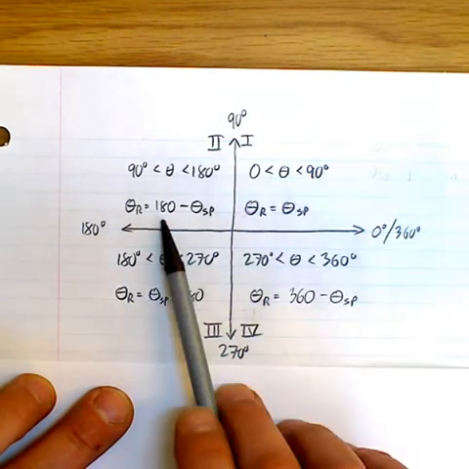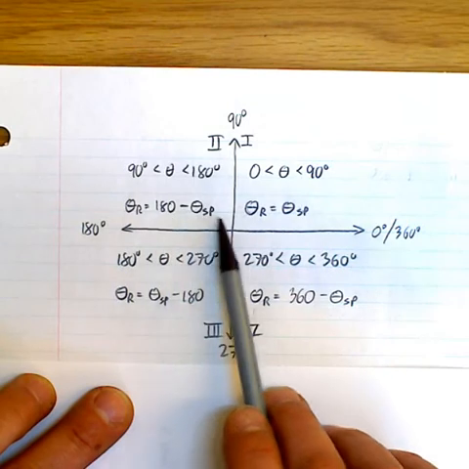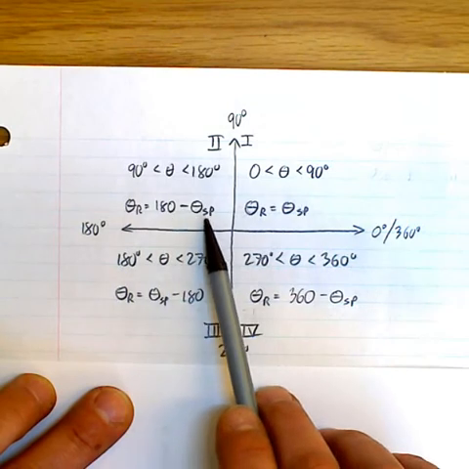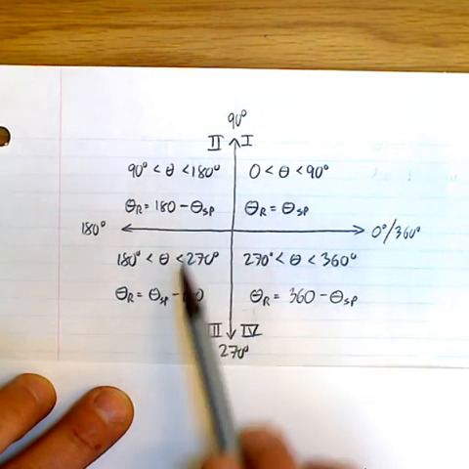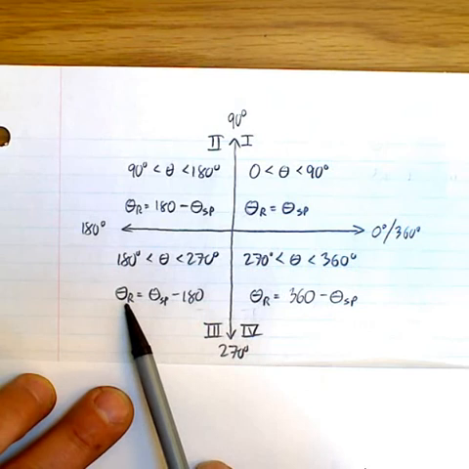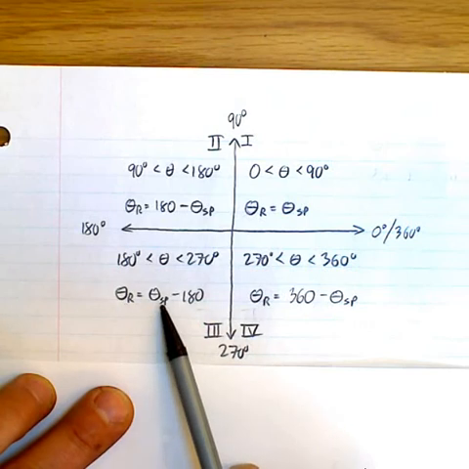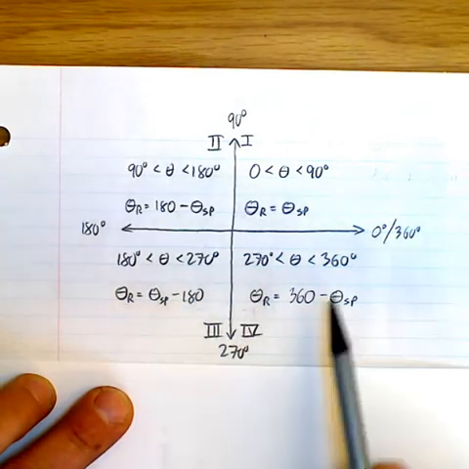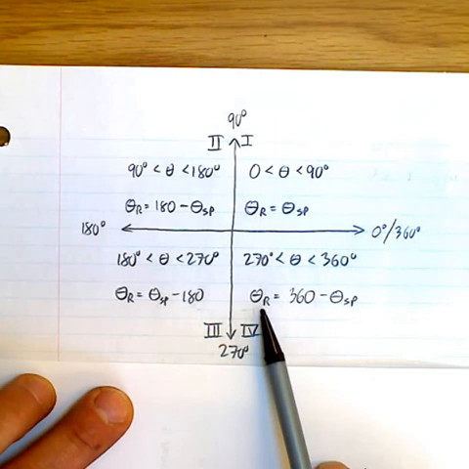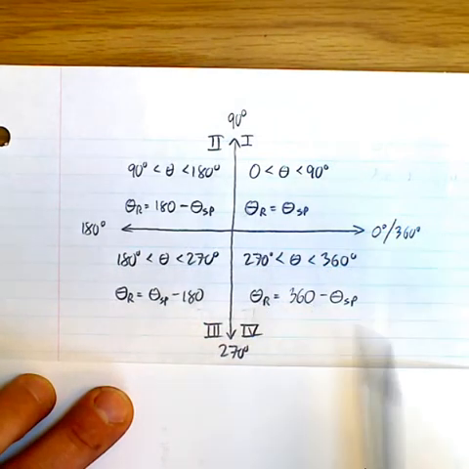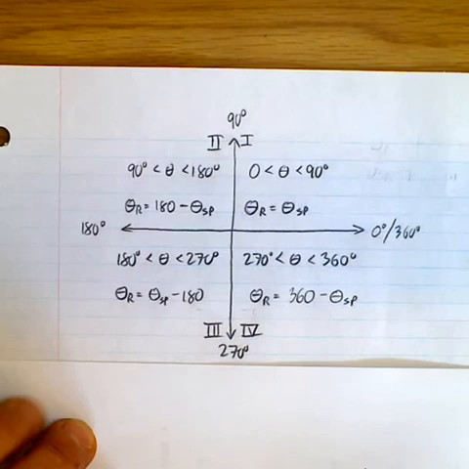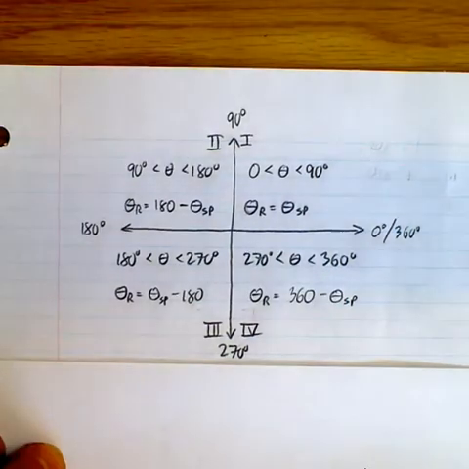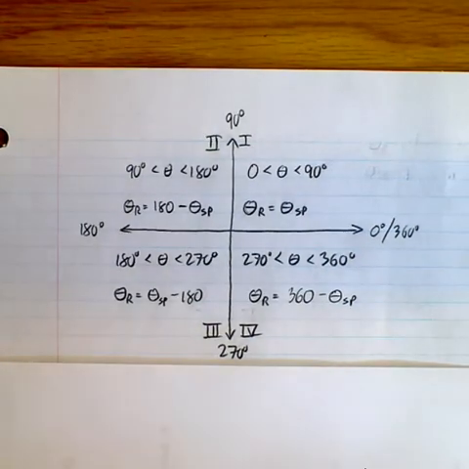Over here, your reference angle is 180 minus your standard position angle. In the third quadrant, your reference angle is your standard position angle minus 180. And in the fourth quadrant, your reference angle is equal to 360 minus the angle in standard position. There's a lot of stuff here, but look at it a few times, give it a shot.